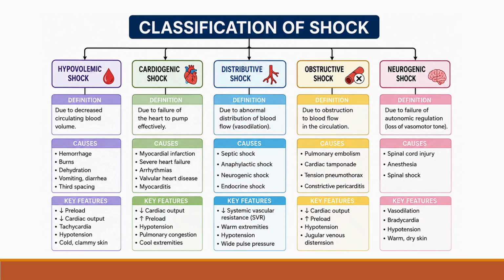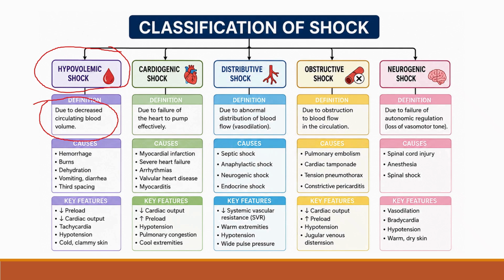And here you can see the different types of shock, the classification of shock. We just need to remember the 5 types of shock. The first one is hypovolemic shock. What is hypovolemic shock? Volemic, right? So the blood volume is reduced here, due to decreased circulating blood volume. That is leading to hypovolemic shock.